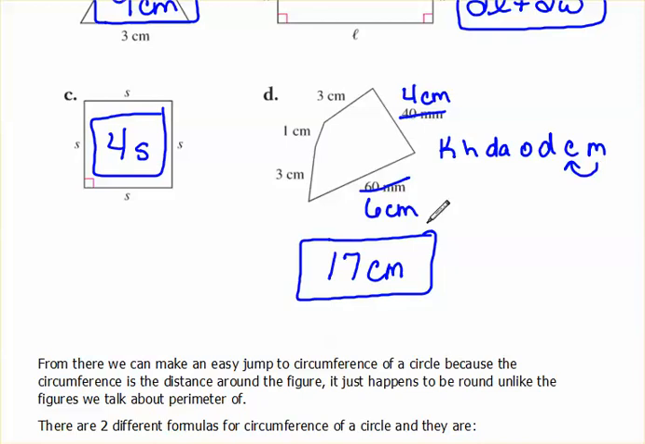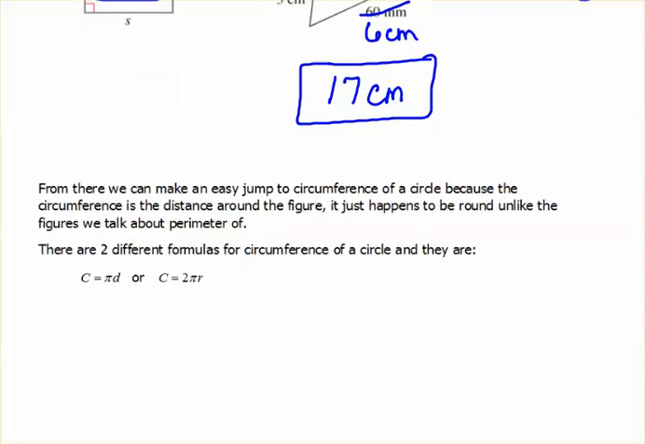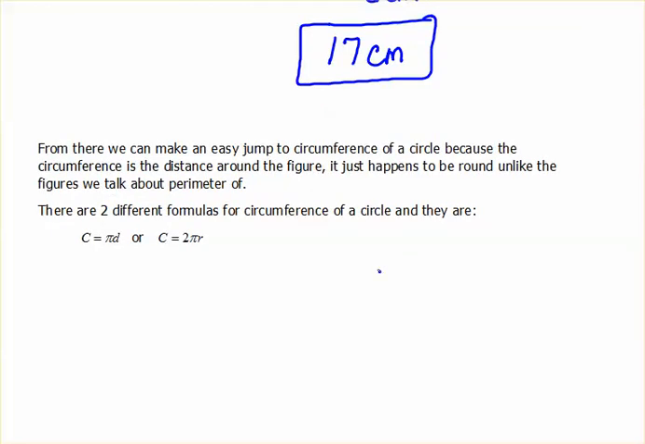Now, from perimeter, it's not a very large jump to go to circumference because when we're talking about a circle, we don't have any sides technically. There's no line segments there for us to be adding up each one of those as we go. But when we look at the distance around this figure, that's the same thing as the concept of perimeter, the distance around a figure. It's just that we talk about perimeter when we have things that have line segments. We talk about circumference when we talk about things that are round or circles.